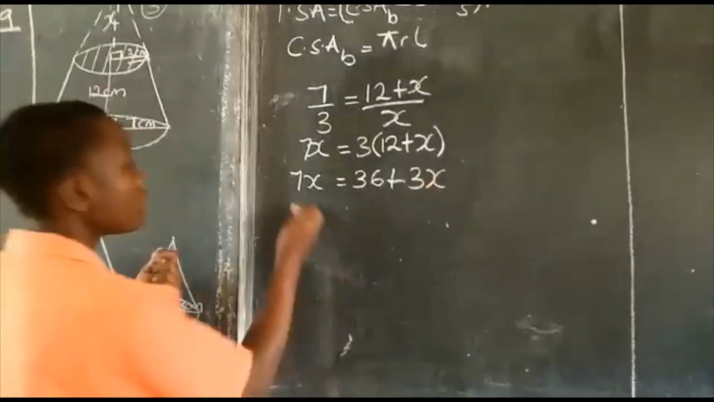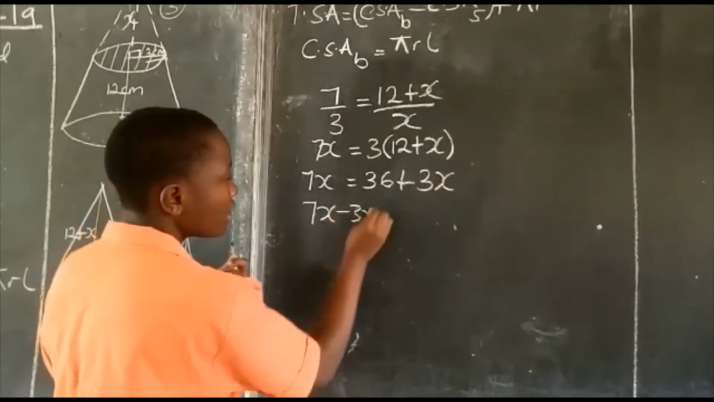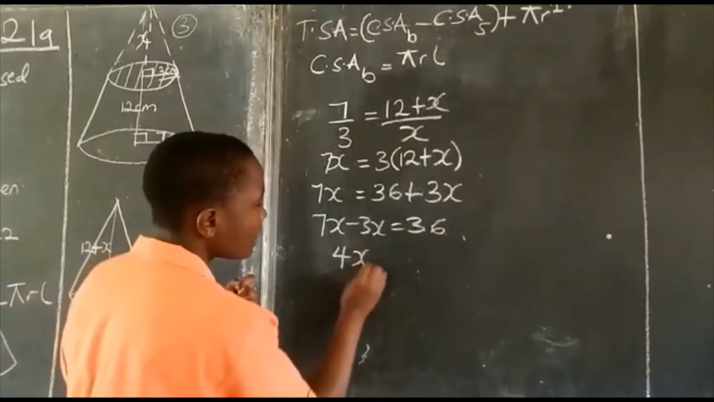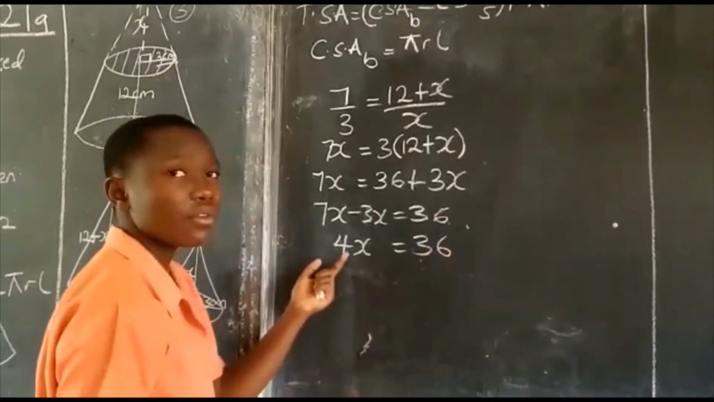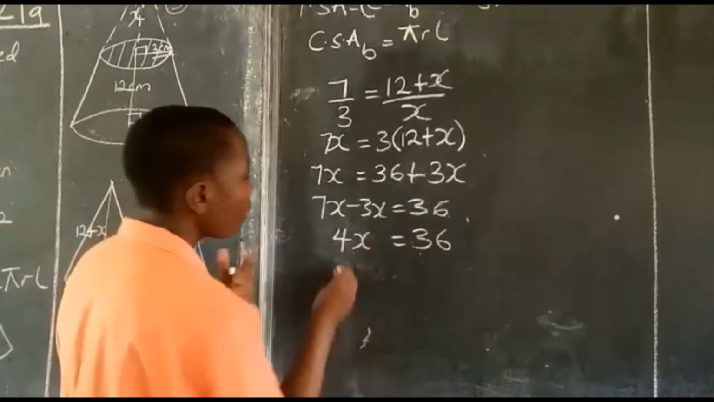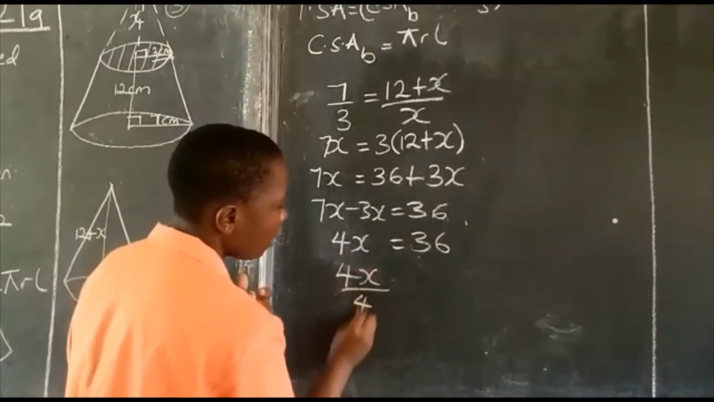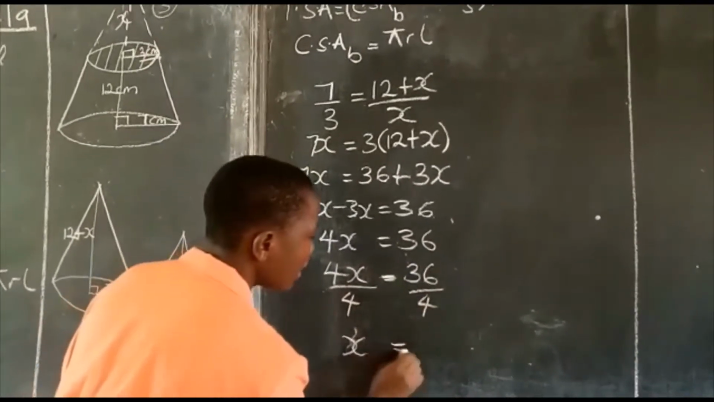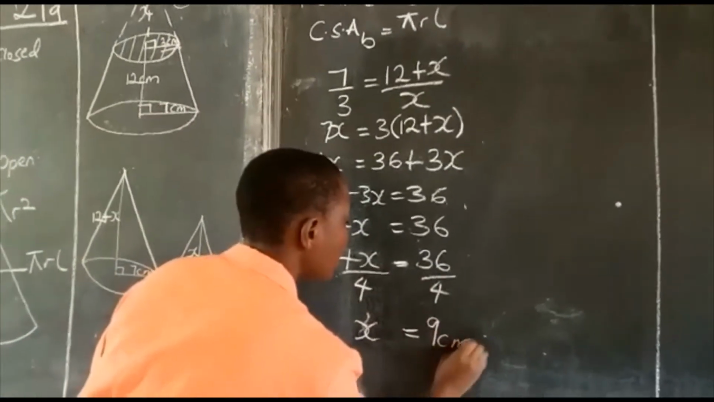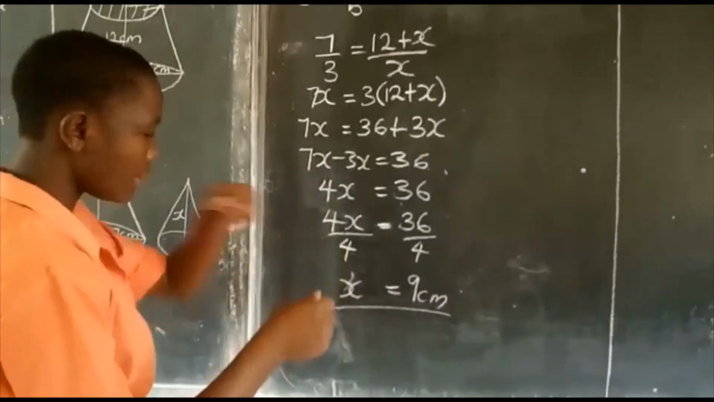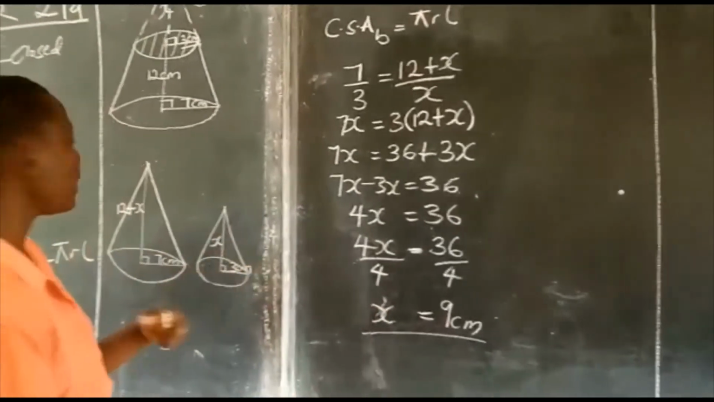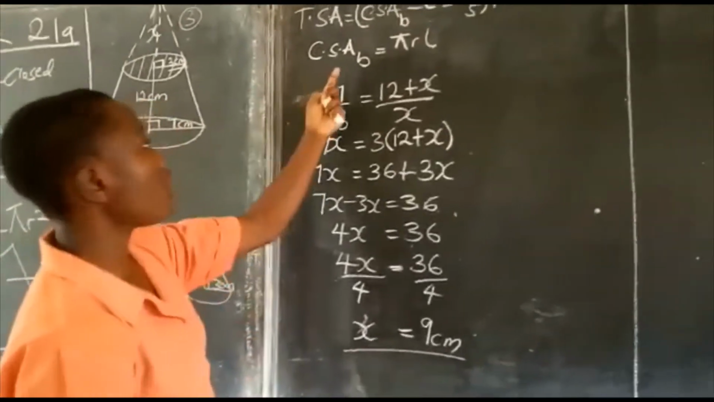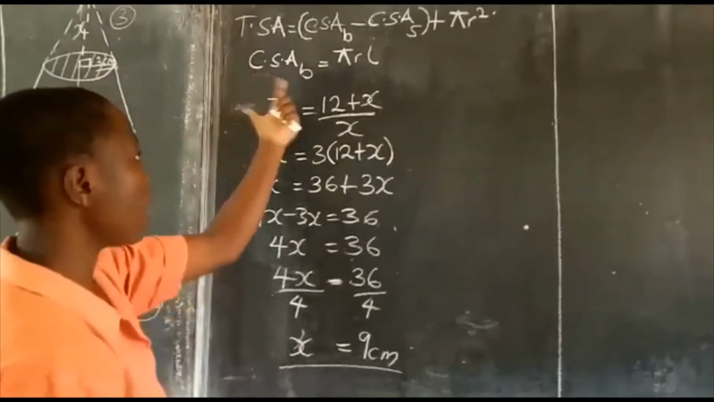Then we shall collect like terms. 7x minus 3x is equal to 36, and our difference here is 4x is equal to 36. To find the value of x, we are going to divide through by 4, so it will be 4x out of 4 is equal to 36 out of 4, and our value of x is 9 centimeters. So we have our height for our small cone, which is 9, and the longer one is 12 plus x, which will be 12 plus 9 to give us 21. So we are now back to finding our curved surface area for our big cone.